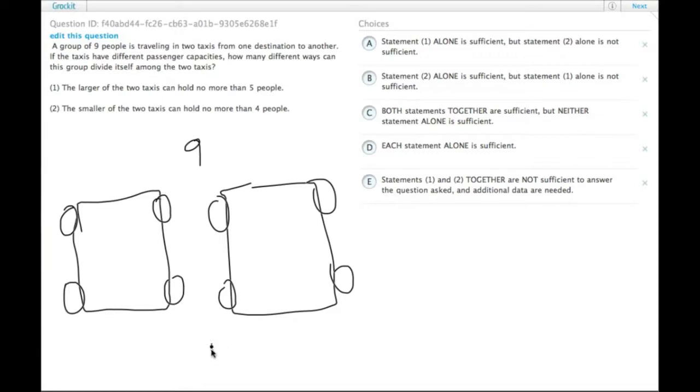What we need is the number of riders per taxi, and from there we could compute the number of different ways that they can be arranged. Until we know how many are going in each one, we can't do that.